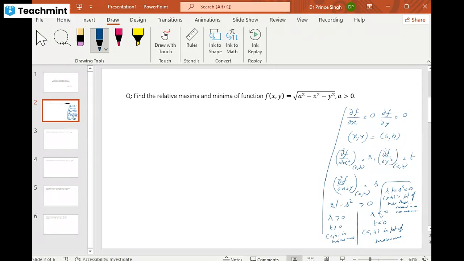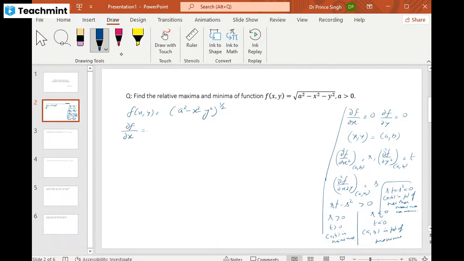So let us start with this procedure. The first problem is: we are given the function f of x, y equal to the square root of a squared minus x squared minus y squared, that is, (a squared minus x squared minus y squared) to the power 1 by 2. The first step is to find its partial derivative with respect to x. So we are going to use the chain rule for the derivative of a composition of functions.